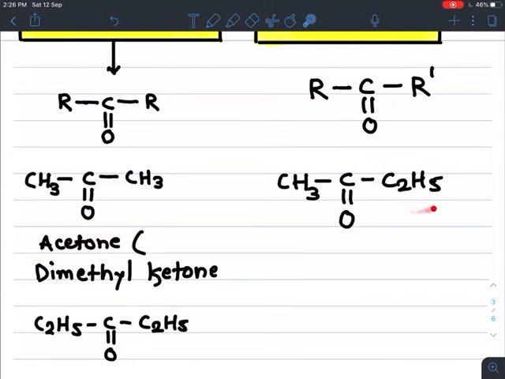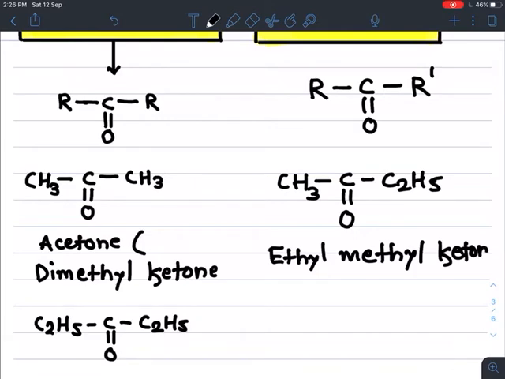The name of this compound is ethyl methyl ketone. Alphabetically we write ethyl first. So this is ethyl methyl ketone. Ethyl methyl ketone is an example of a mixed ketone.